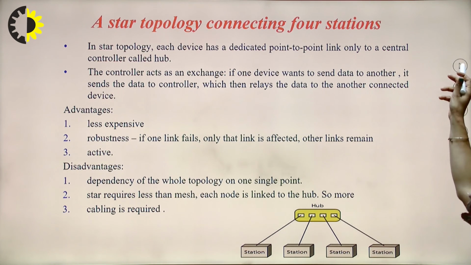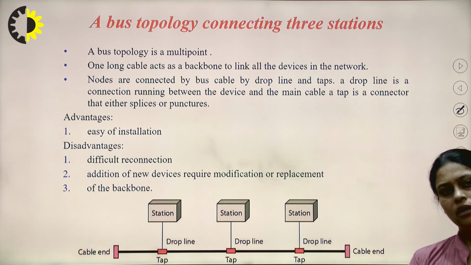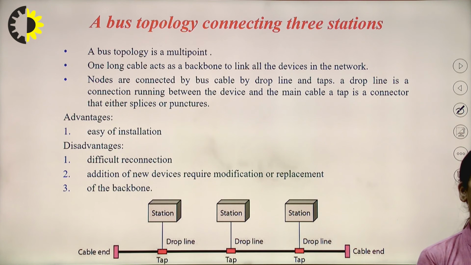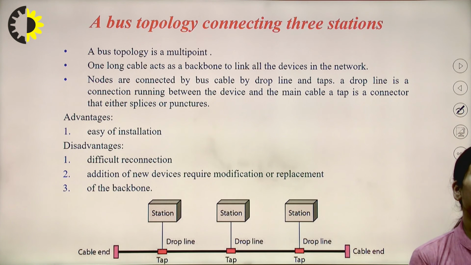Now we move to our next topology, that is bus topology. In the bus topology, we have to connect all the devices through a single link. It is multi-point. All the devices are connected at different points, but we use a long single cable. One long cable acts as a backbone, and nodes are connected to the bus cable by the drop lines and the taps. If we are taking the advantages, it is very easy to install because only one cable is required. But the disadvantage is that it is difficult to reconnect.